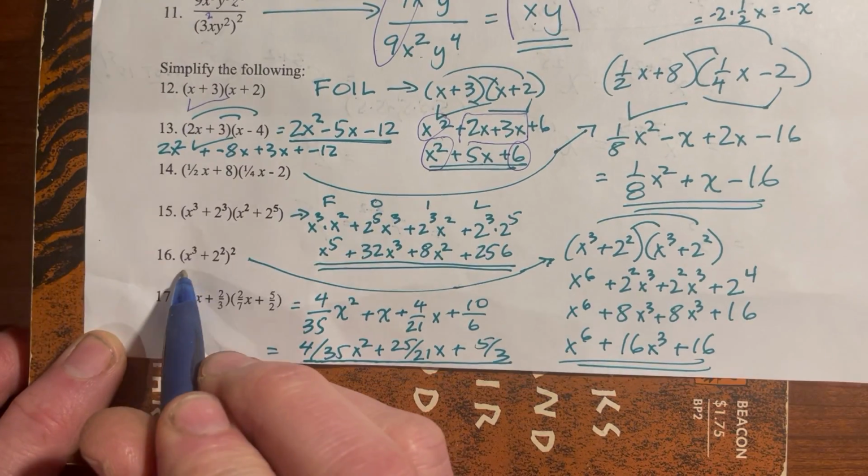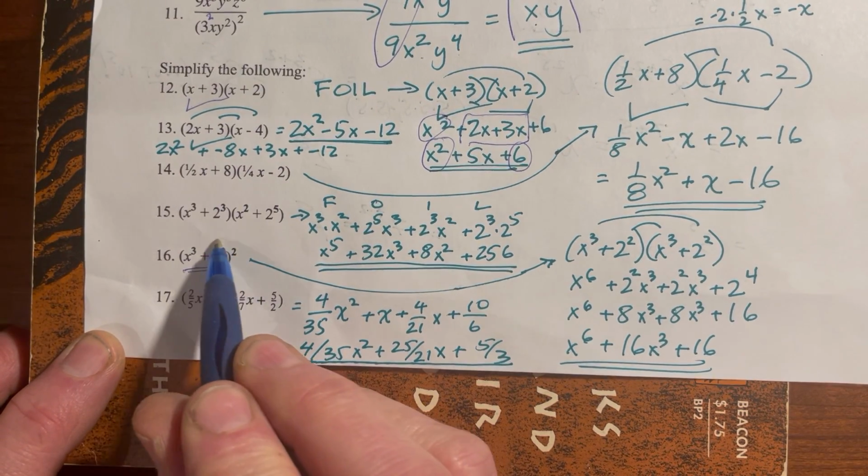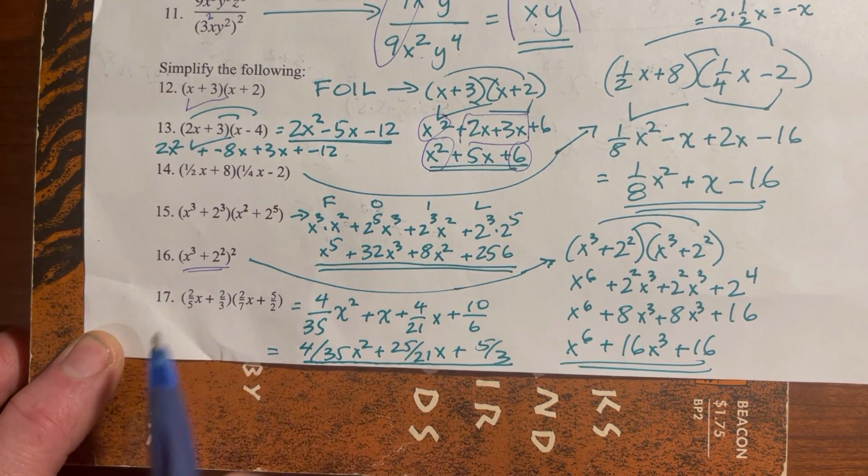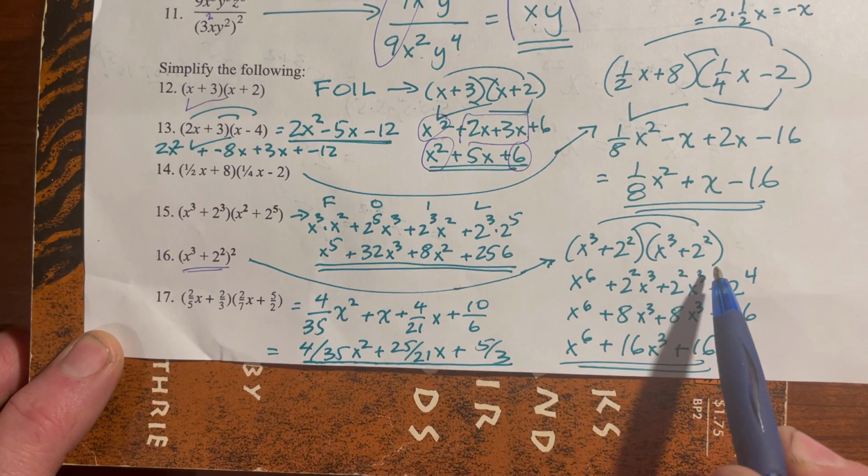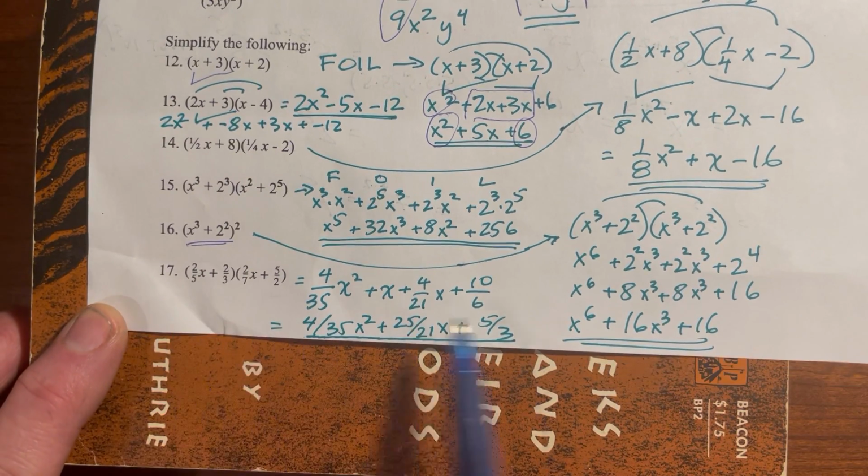Here's one of those ones that I told you is squared. You do not just bring the 2 into each of these and leave it. You have to foil it out. All right. So all this work is pretty straightforward.